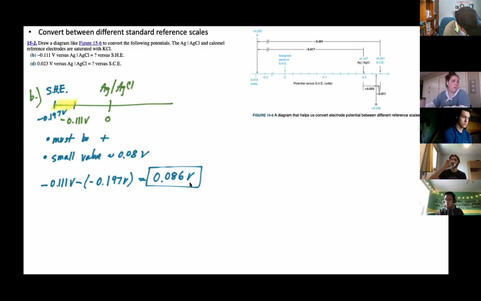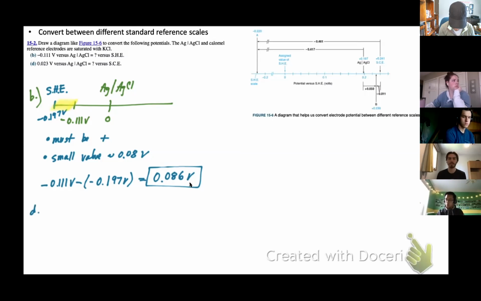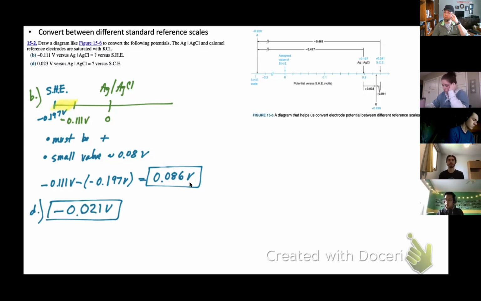For part D, that's the other one, yeah. For part D, we end up with negative 0.021. Okay, I'm not going to set up the math on that one. Negative 0.021 volts. But there's the answer for it. You should be able to verify that you get both of those. Any questions about converting between scales? Pretty straightforward. Okay. Then let me pull up the next thing.